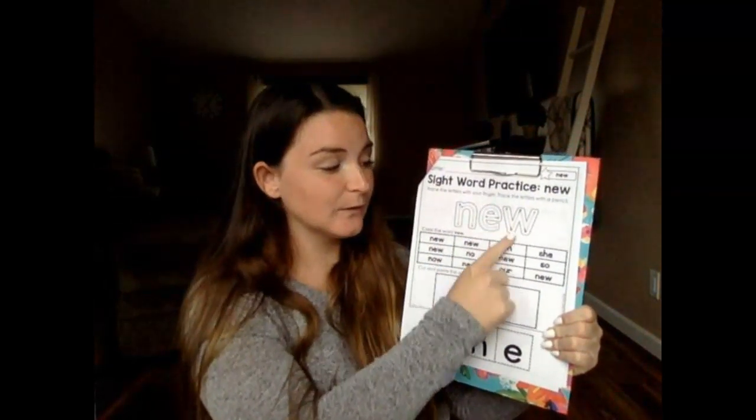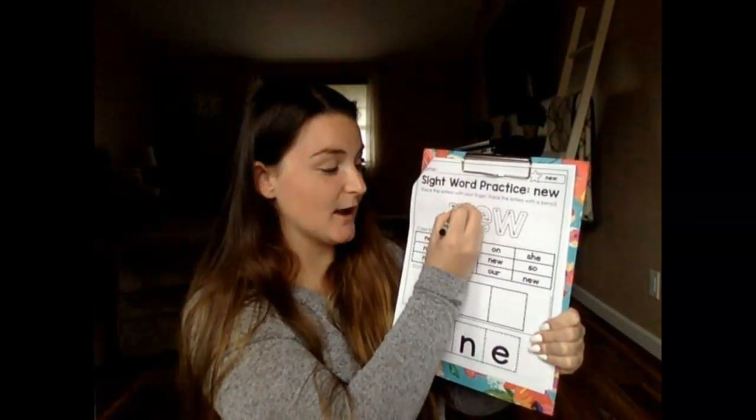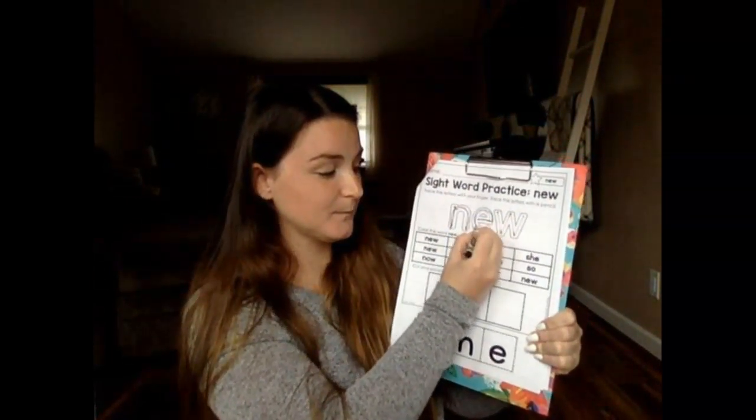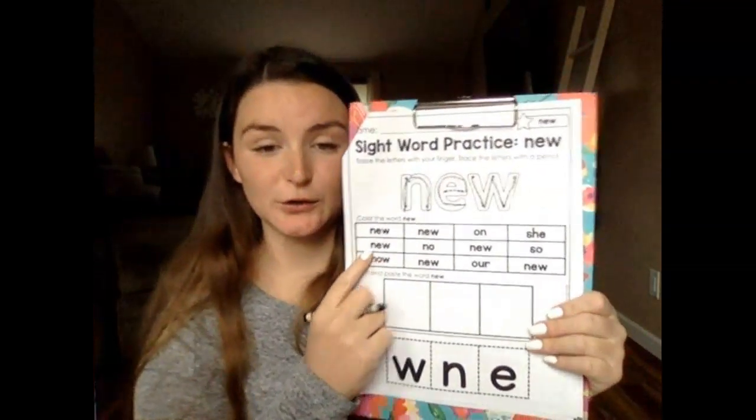And our sight word for today, can you read this one? New. Good. New. You're going to go ahead and finger trace, and then you're going to trace with a pencil or a crayon. See if you can find the word new on the grid.